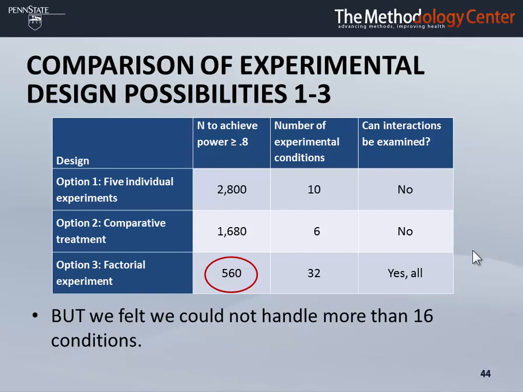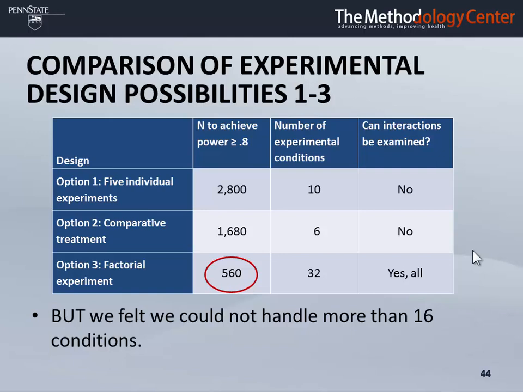5 individual experiments would take about 2,800 subjects and would require 10 experimental conditions. The comparative treatment study would require about 1,700 subjects and about 6 experimental conditions. The factorial experiment would require only 560 subjects. And I don't know whether that's a surprise to any of you, but a lot of intervention scientists seem to feel that, and I've noticed this is a pervasively held misconception, that factorial experiments require huge amounts of subjects.